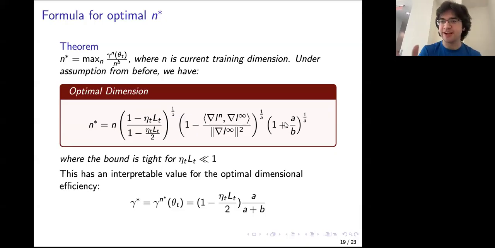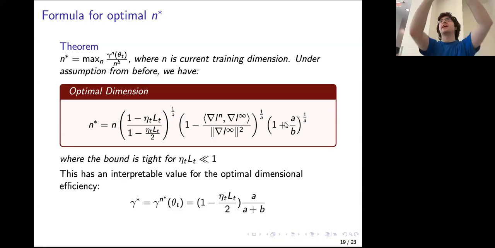And this has a really interpretable, nice value for the optimal dimensional efficiency. For the optimal dimension, the dimensional efficiency is basically the max you can have times A over A plus B. So it's weighting the ratio between A and B, where the best gamma is the one that is in the middle and allows you to balance both alternatives.